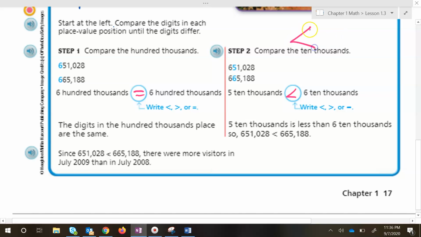But I always like this because it looks like a squished L. So L for less, less than. And so we know that since 651,028 is less than 665,188, there are more visitors in July 2009 than there were in July 2008.